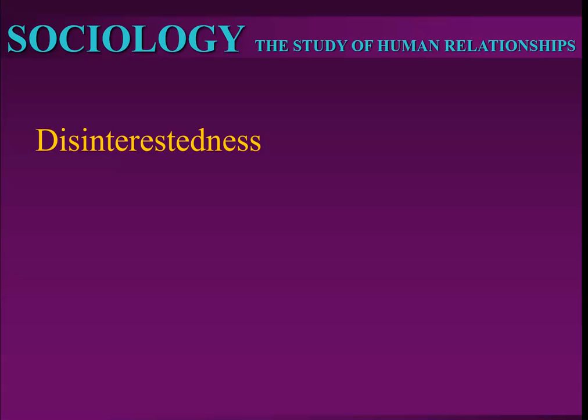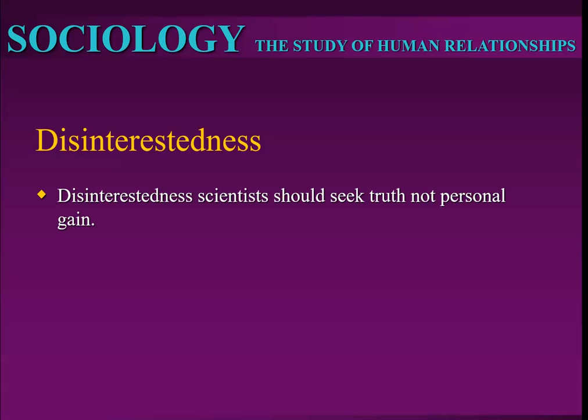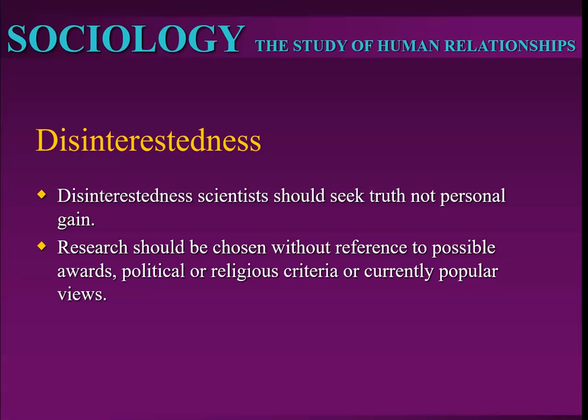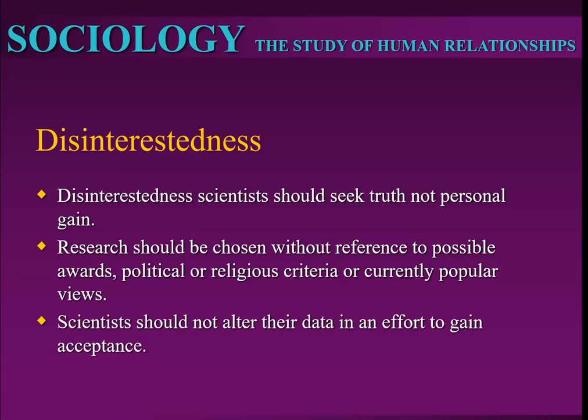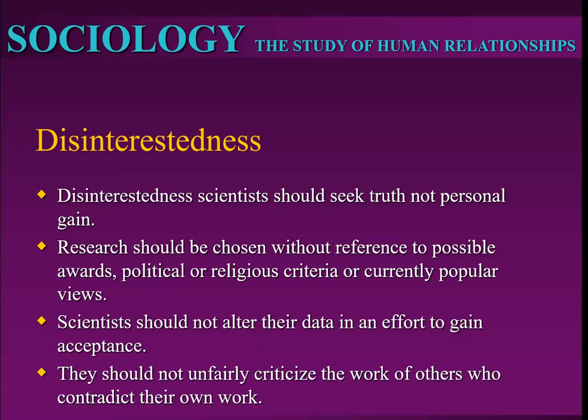Finally, we have disinterestedness. Disinterestedness means scientists should seek truth not for personal gain. Research should be chosen without reference to possible awards, political or religious criteria, or currently popular views. Scientists should not alter their data in an effort to gain acceptance. And finally, they should not unfairly criticize the work of others who contradict their own work.